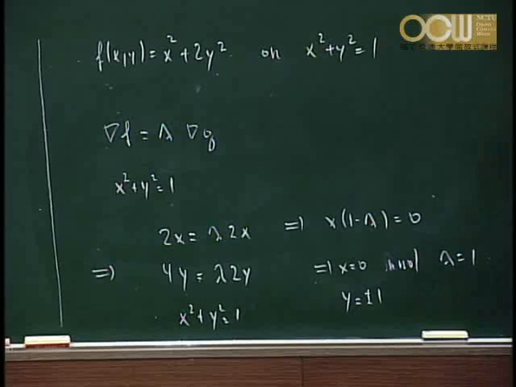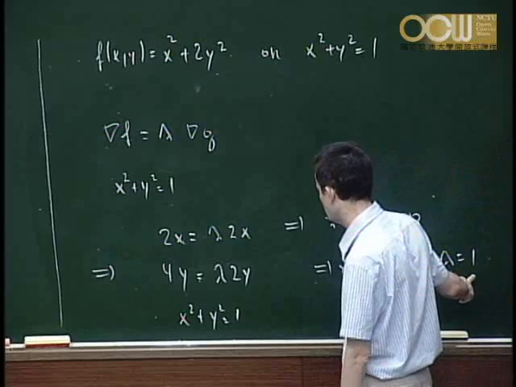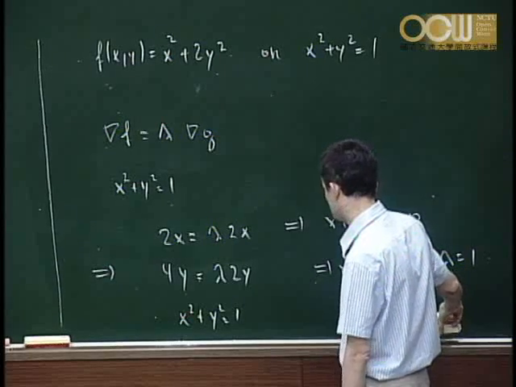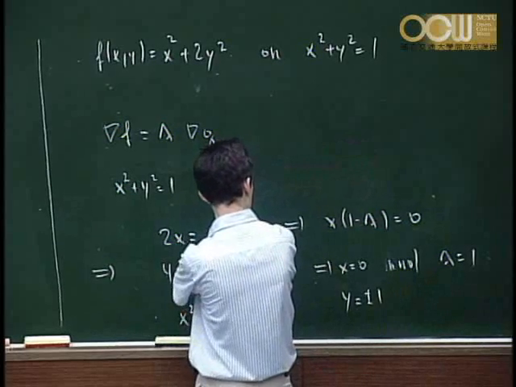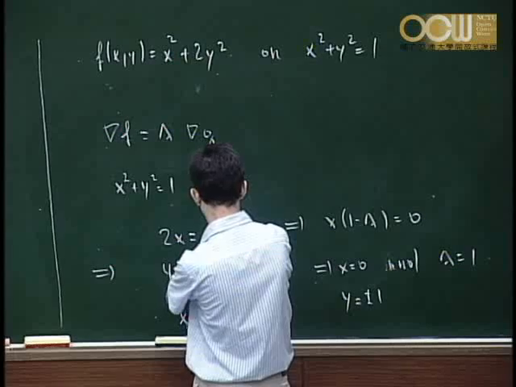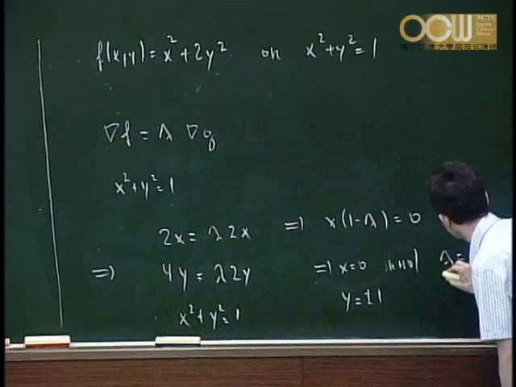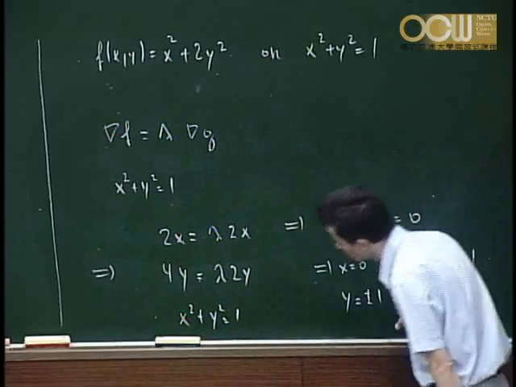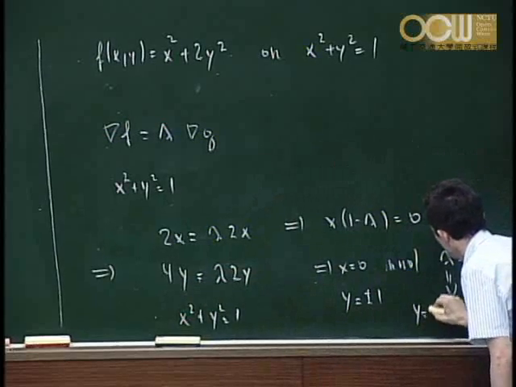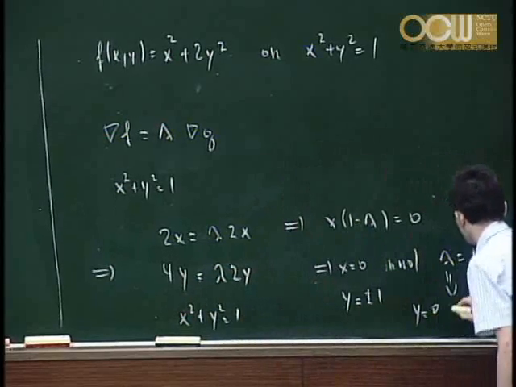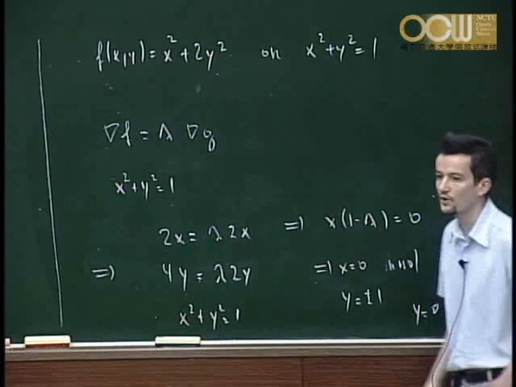Okay, if lambda is equal to 1, sorry, then you see that for this equation, this becomes y is equal to 0. So if lambda is equal to 1, we plug this in here, then this becomes y is equal to 0, and then we plug this in here, and we get x is equal to plus minus 1. Okay, so we have to check 4 points.